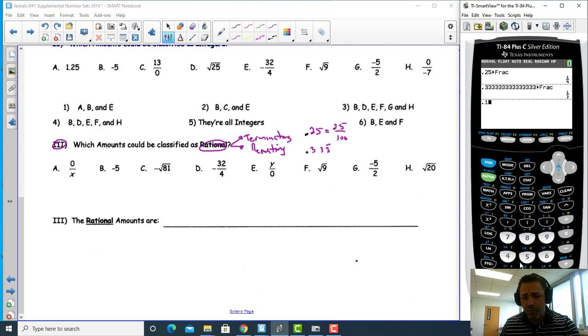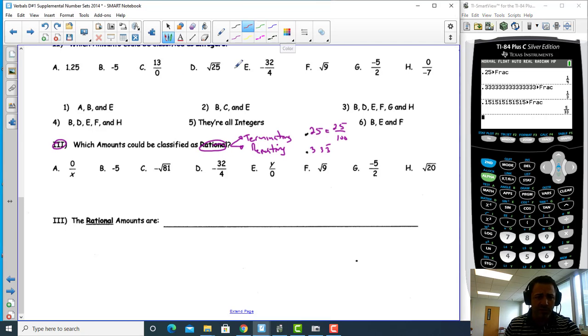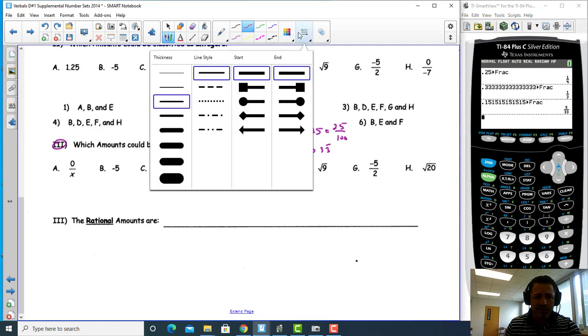If you did say 0.151515 repeating long enough on your screen for your calculator to believe that it's a repeating value, and you went to math and you chose the first selection, turn it into a fraction, it would tell you that's equal to 5/33. It's not magic. There's a mathematical process to show that, and hopefully we'll get a chance to do that by the end of the year. It's really cool, actually, and there's some neat algebra involved.